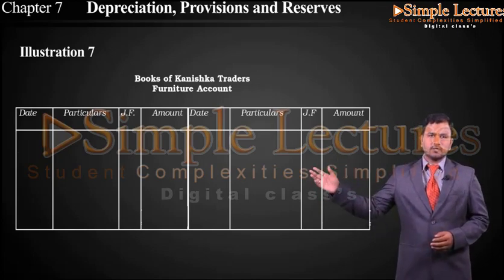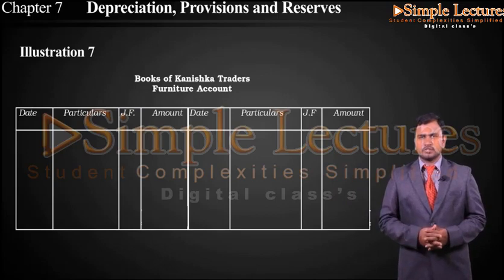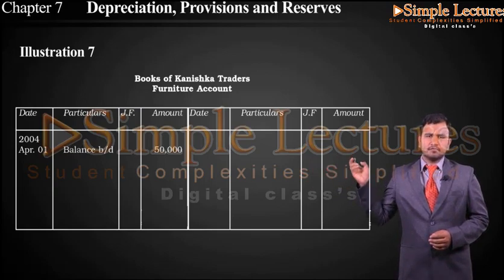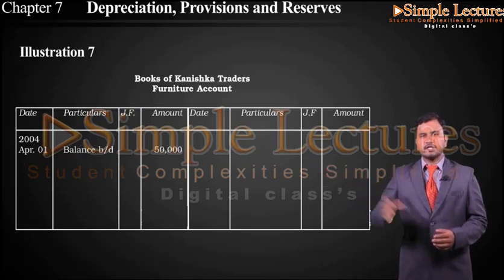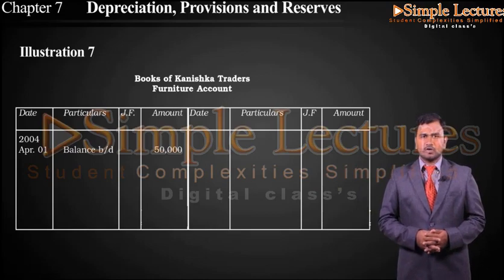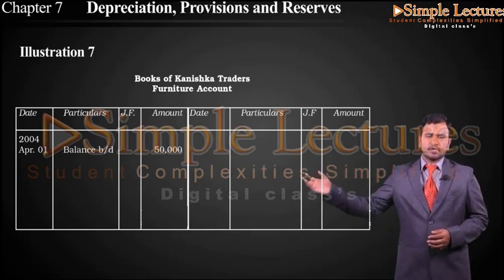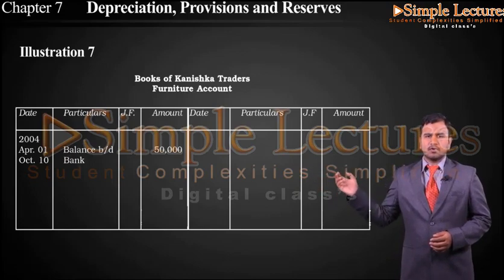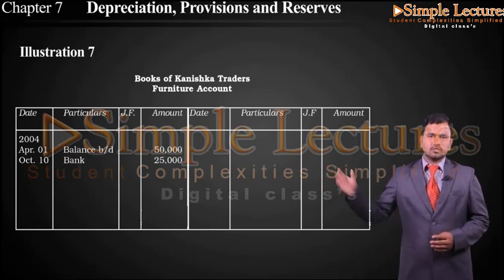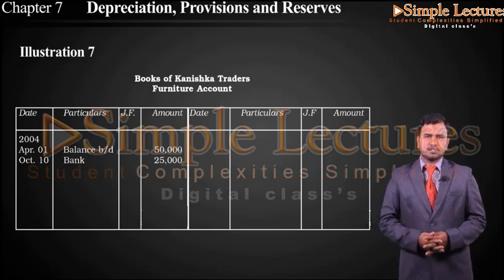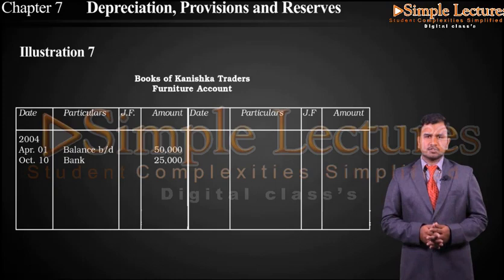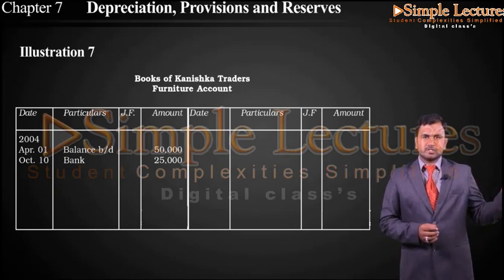So the furniture was purchased on 1st April 2001. Let us record it on the debit side: April 1st, 2001, balance brought down 50,000. Then an additional asset was purchased on October 1st, which we record again: October 1st, bank account, in the amount column 25,000. So the total asset we have is 75,000 on the debit side, and on the credit side, the asset that was sold for 5,000 will be considered here.